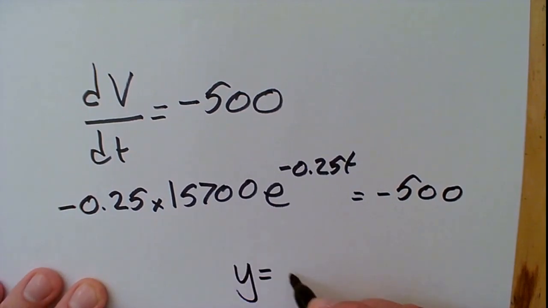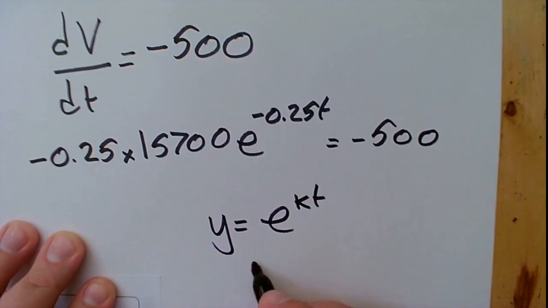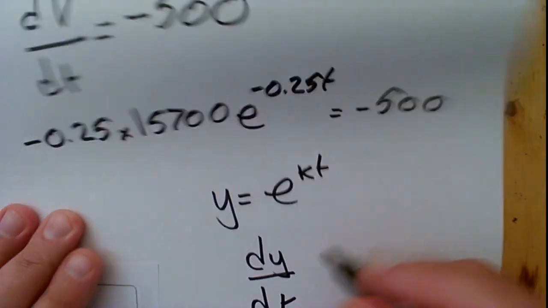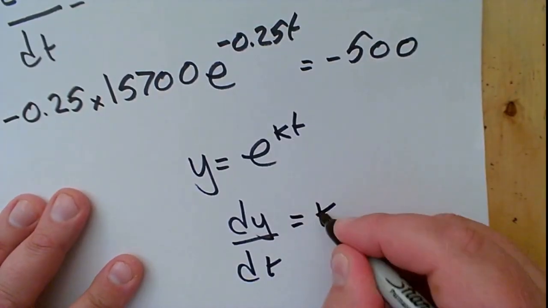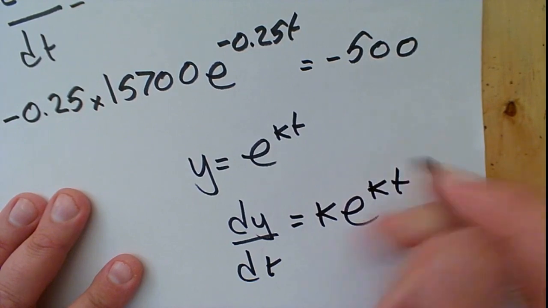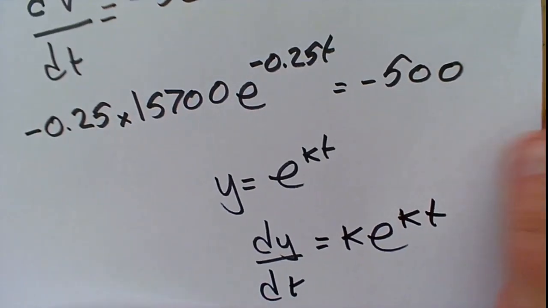If y equals e to the kt, then dy by dt, I should have put x there, it doesn't matter, whatever, sorry, is equal to k e to the kt. So it's just something that we learn, all right? And you can come back to this later about why that is true.